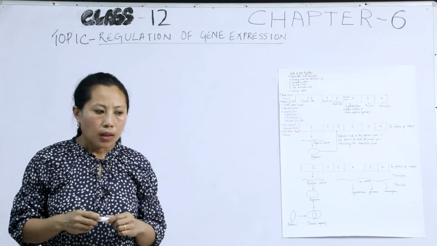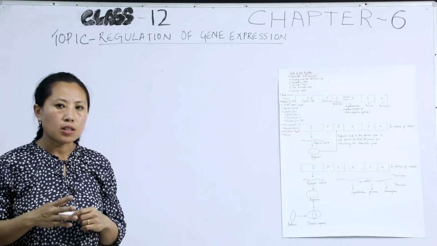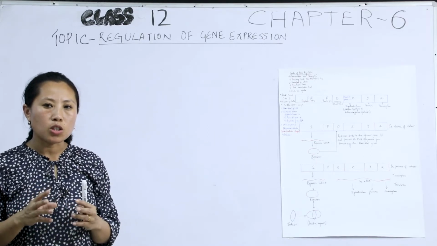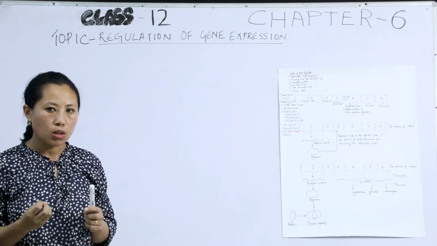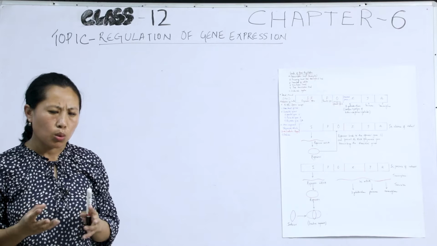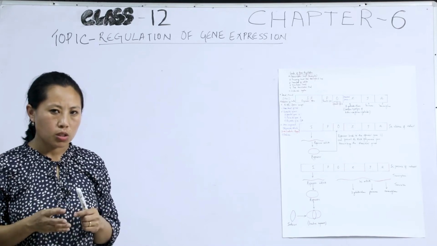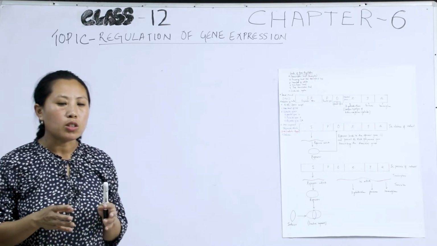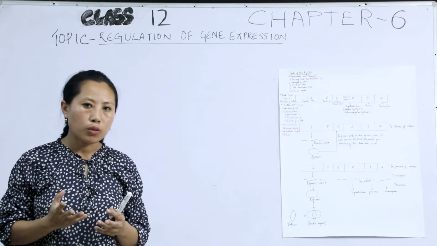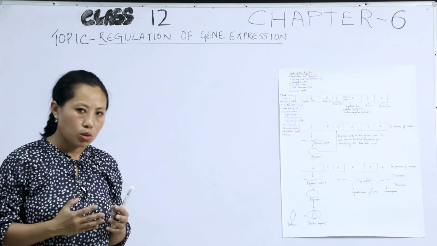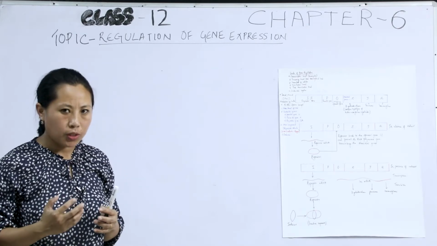Okay, so there are certain substances which cause the gene to be switched on so that expression takes place. Those substances are known as inducers, and the switching on of the gene is known as induction. When the purpose or the demand is fulfilled, the gene will be switched off, which is known as repression.